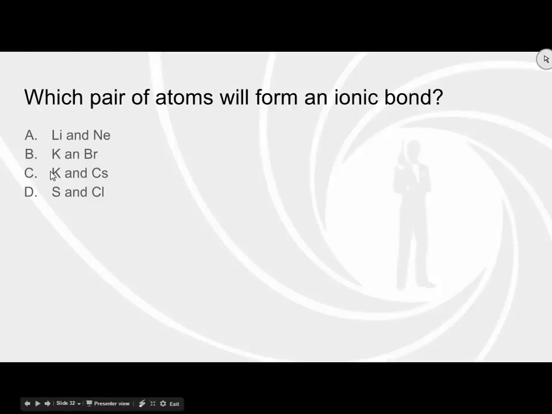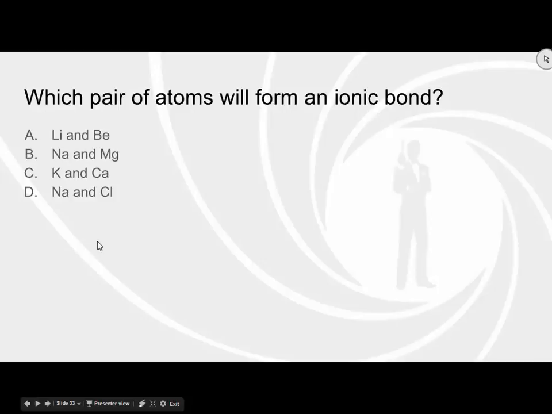C, potassium, again, we know is a metal. Cesium, though, is also a metal. So two metals can't form an ionic bond. We have to have a metal and a nonmetal, a positive and a negative. D, sulfur is a nonmetal and chlorine is a nonmetal. So again, it won't work. We need a metal and a nonmetal, a positive cation and a negative anion. So our answer was B on this one.